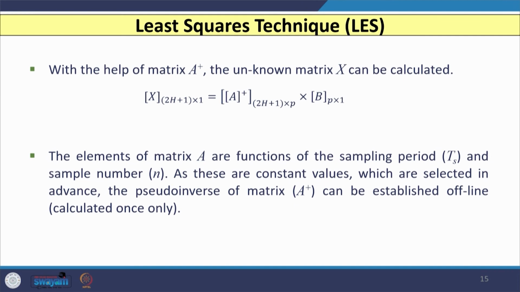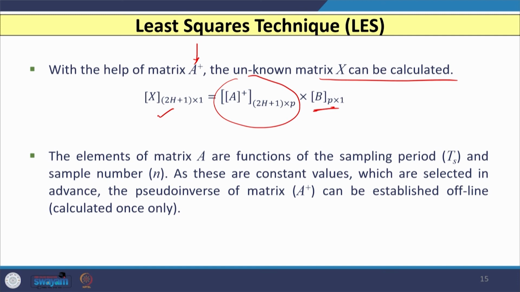Now, if I use this pseudo inverse of A, then the unknown value of x can be easily calculated. The size of this pseudo inverse of A is 2h plus 1 into p, and the size of B is p cross 1. So, we have the unknown matrix X, and its size is 2h plus 1 into 1.